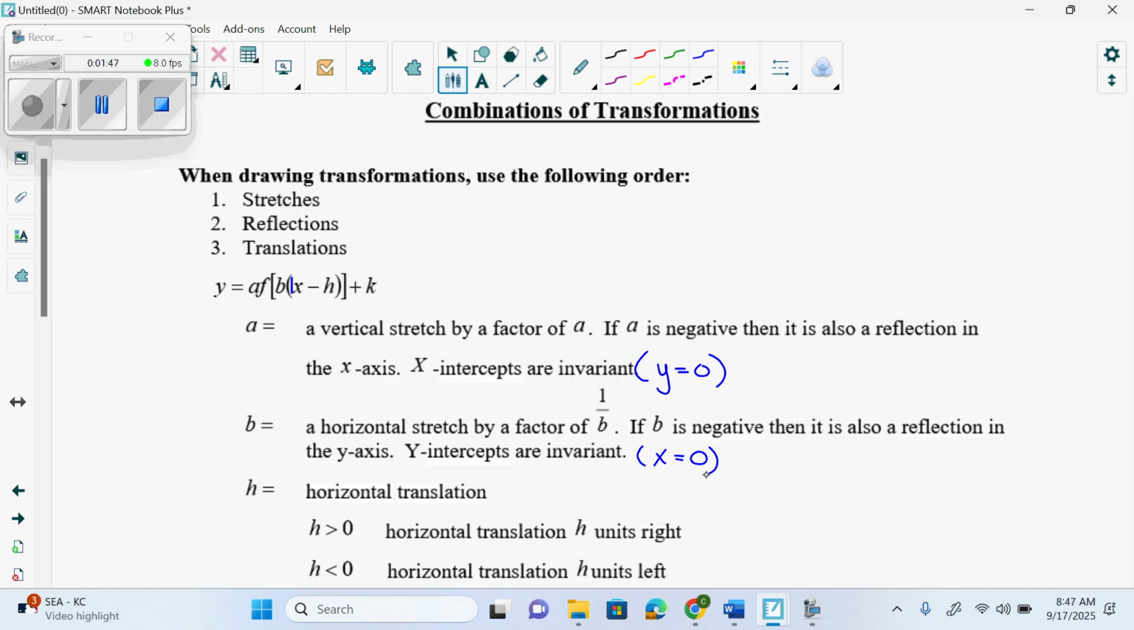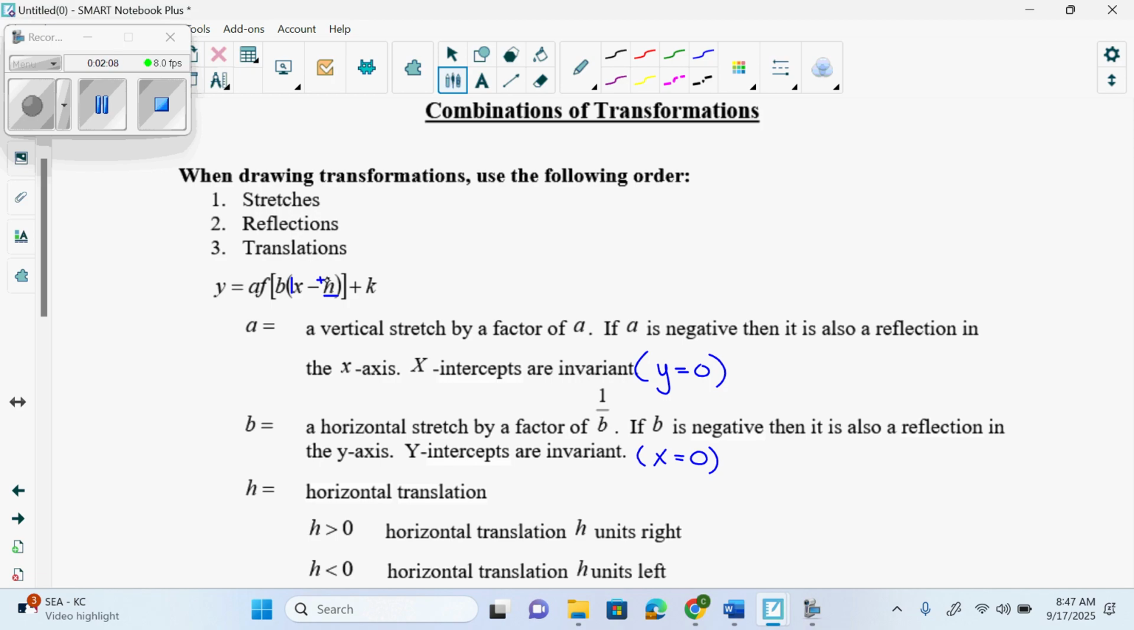Okay. Horizontal translations: if h is greater than 0, it's to the right. If h is less than 0, it's to the left. I'm talking about h, not the sign in front. So if h itself is greater than 0, it goes to the right. When we have a plus sign in the middle, it's minus a minus h, correct? So it would go to the left. That's why h's are opposite.